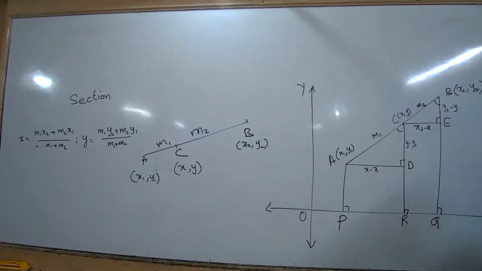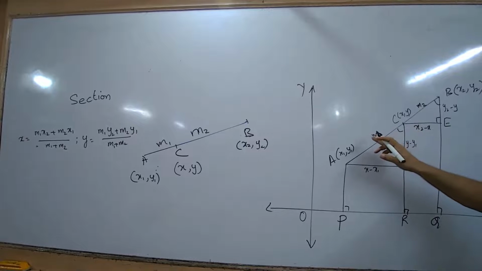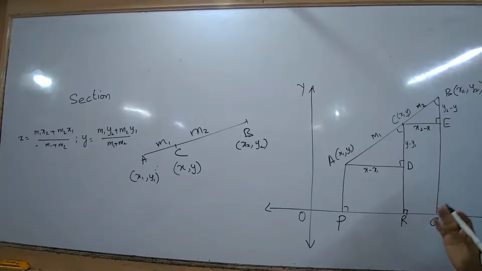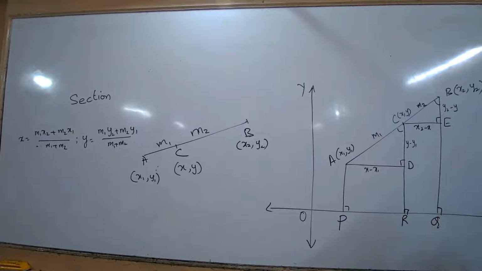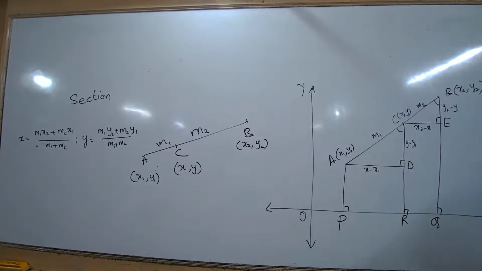Cross multiply, x quantity. Similarly, y minus y1 upon y2 minus y. Proof is not required; the method of the proof is followed, just the method to identify. That formula, how it comes, I have just explained.